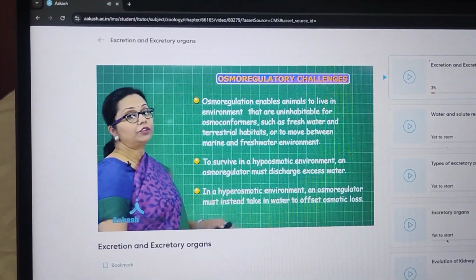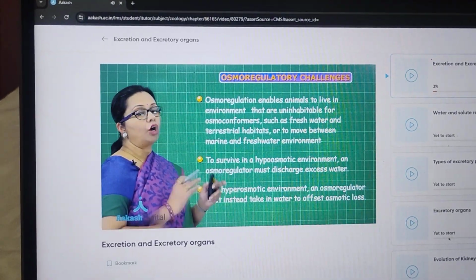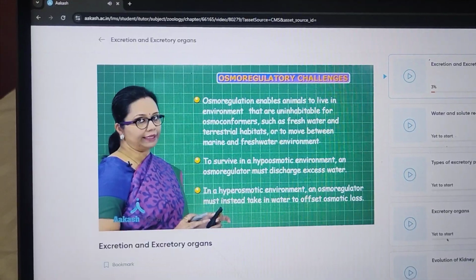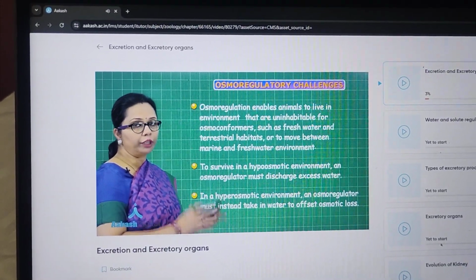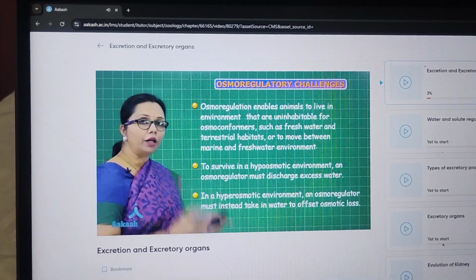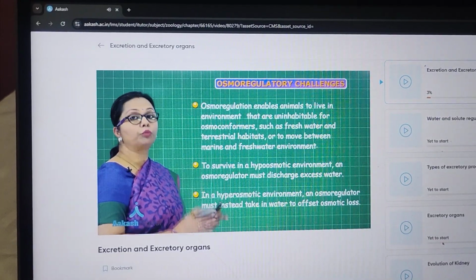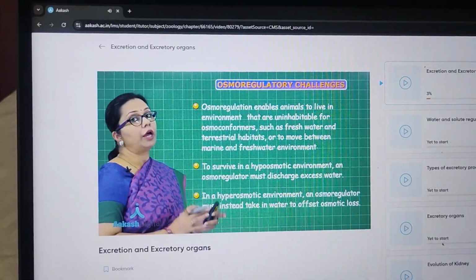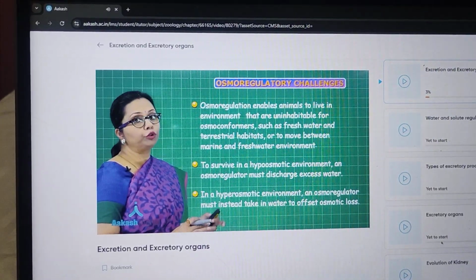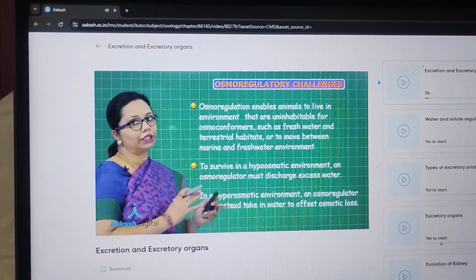So who are the various osmoregulators? The vertebrates, except Myxine, which we have mentioned is the only vertebrate which is a conformer. The other vertebrates are osmoregulators. So how do these osmoregulators maintain water and solute balance in their body? Let us now discuss that.